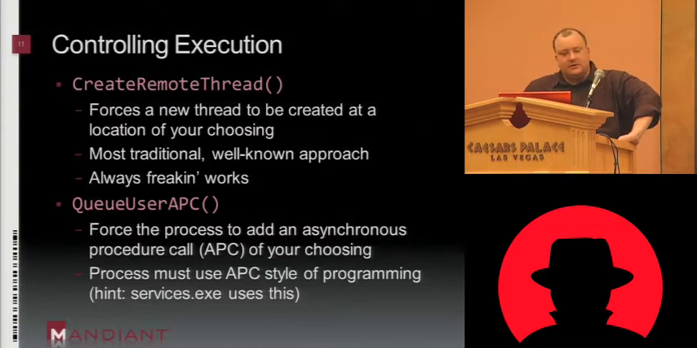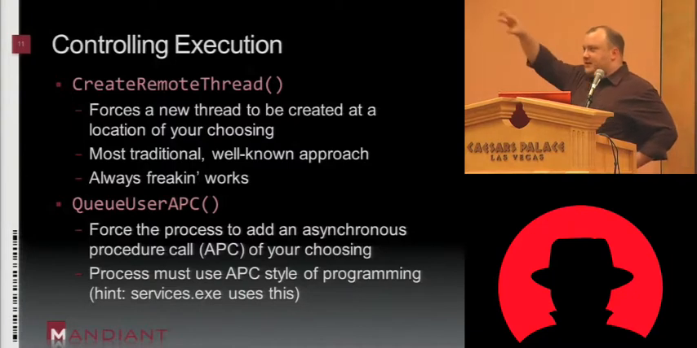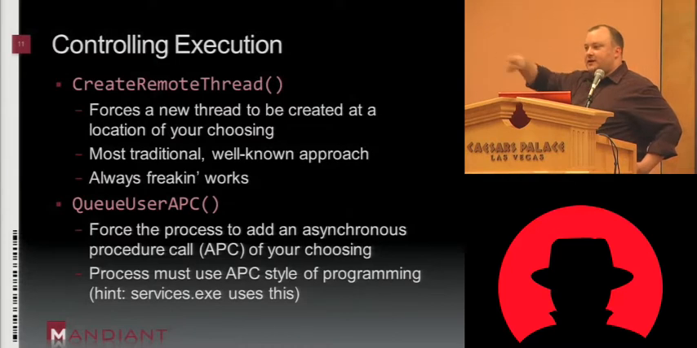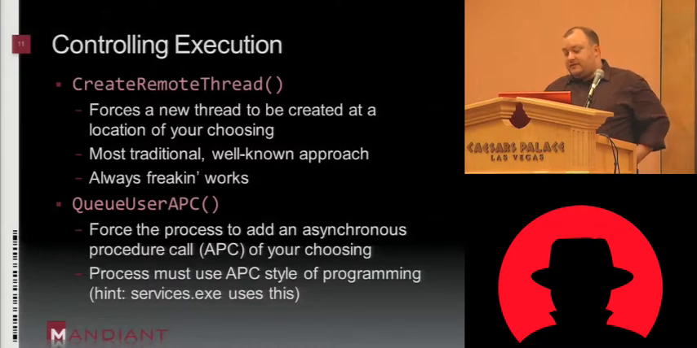Other techniques like QueueUserAPC, there's not much documentation out there on them. They're not very popular techniques. QueueUserAPC will force a process that supports APC, which is asynchronous procedure calls, which is basically a queue of functions that the process is going to execute whenever it works on this APC mechanism. Not all processes do. There's some key processes that do use APC.